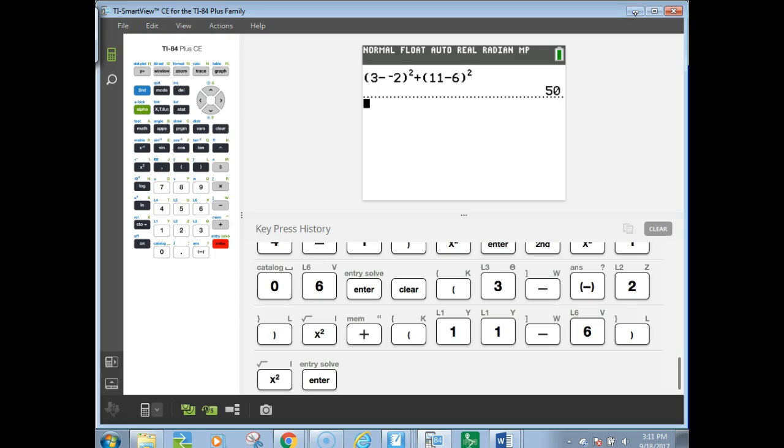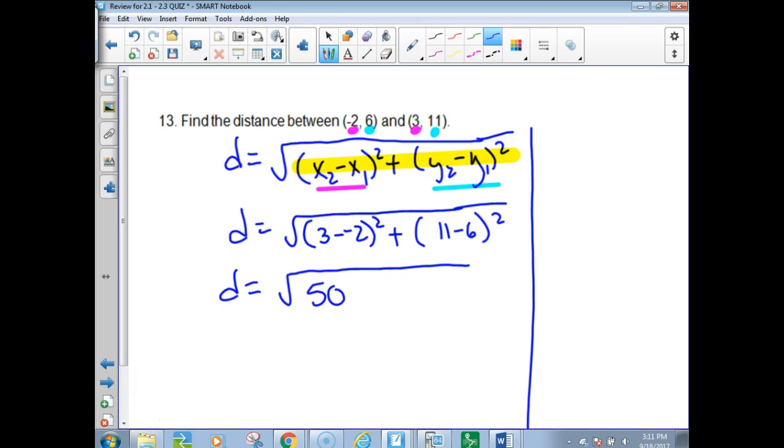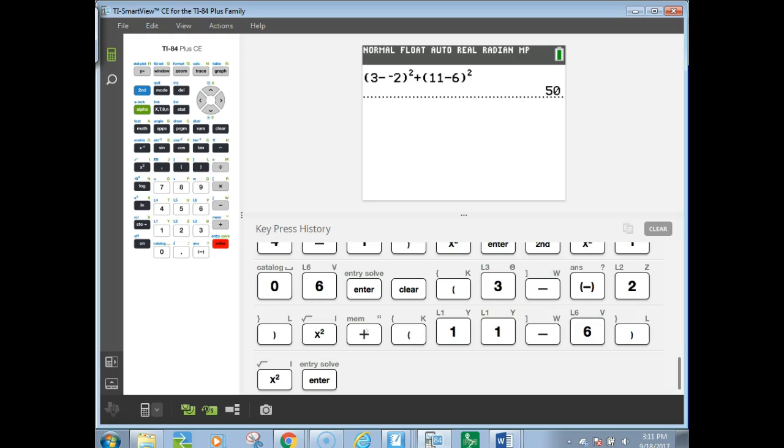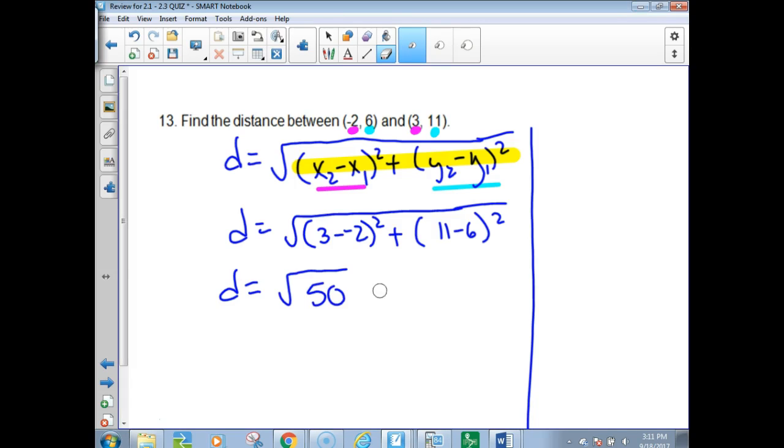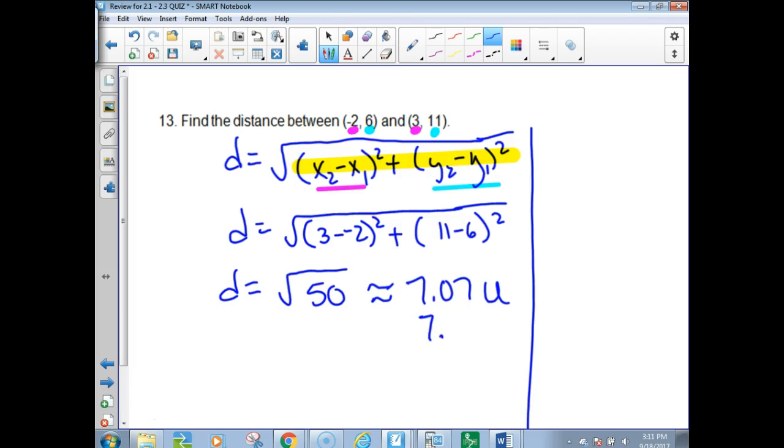Now, after you get the 50, that's the part under the radical. Now you're going to type the square root of 50. If I need to help somebody, I would be happy to come over and help you figure out what you're doing that's not working for you. Now I got 7.07. So the distance is approximately 7.07 units. And if you went to the 10th, that would be 7.1.